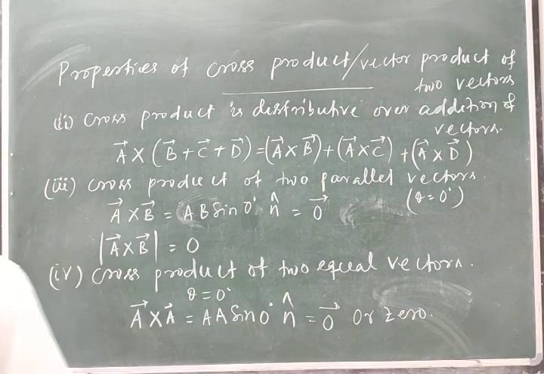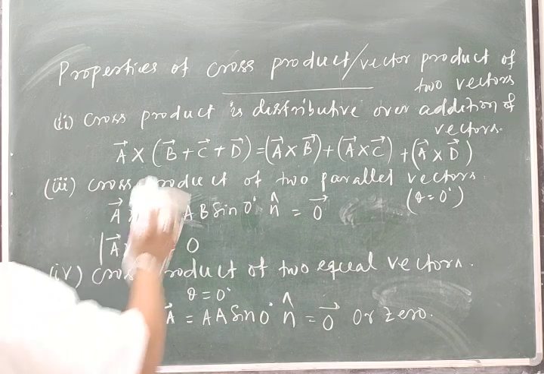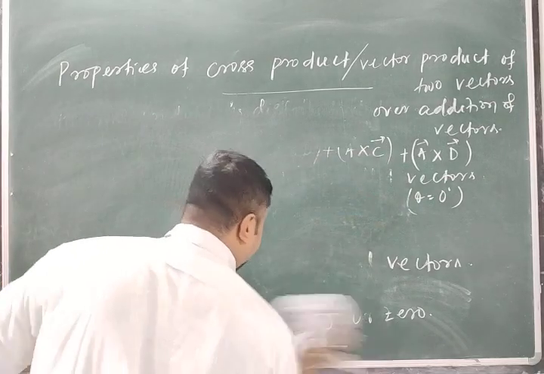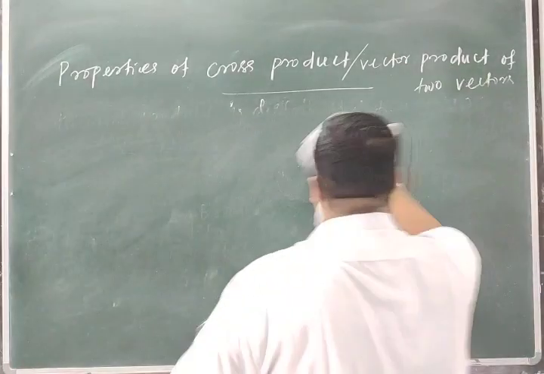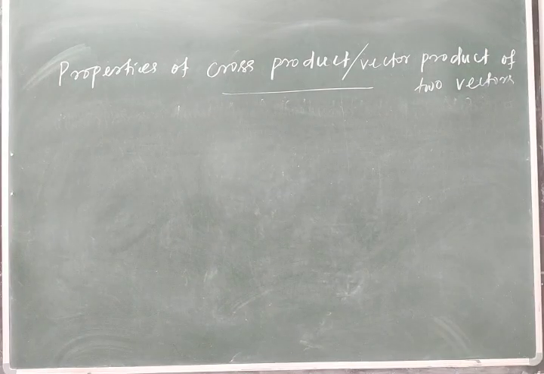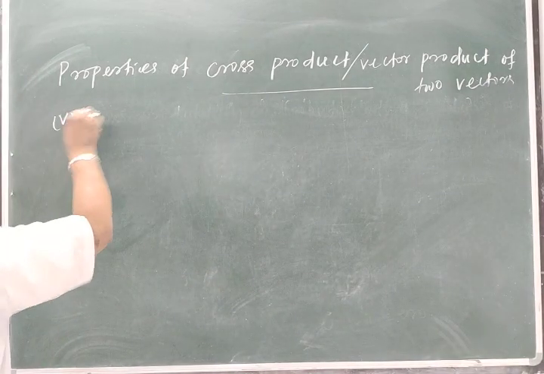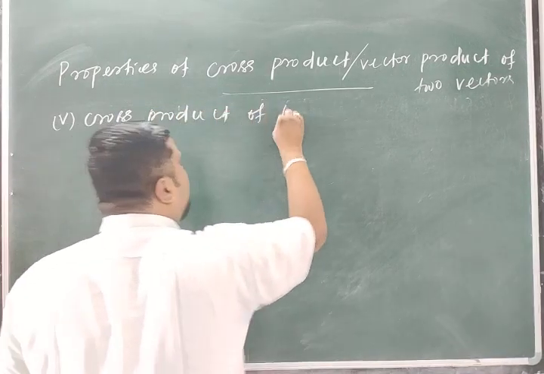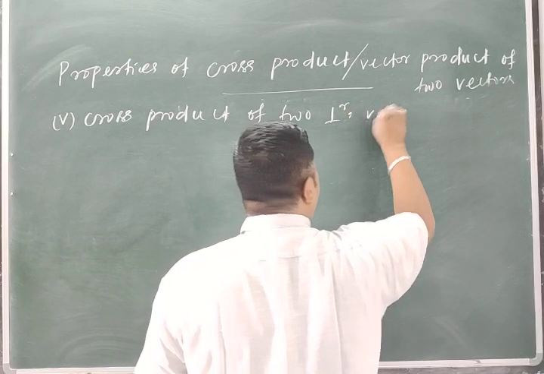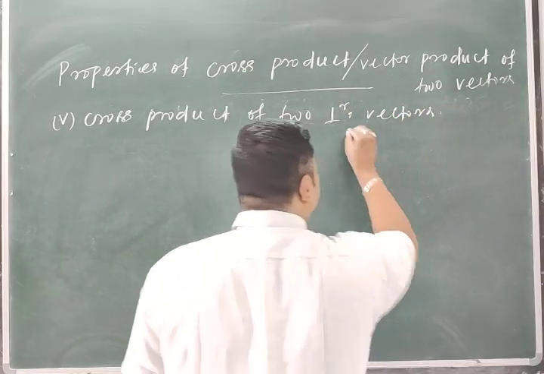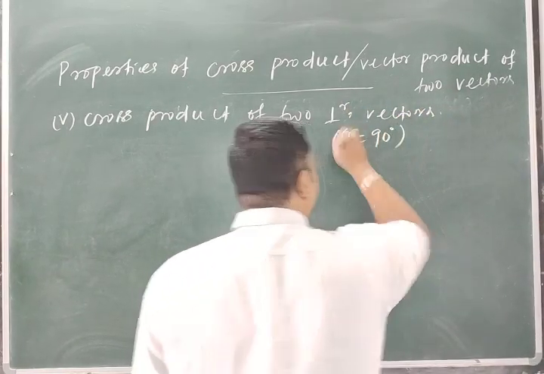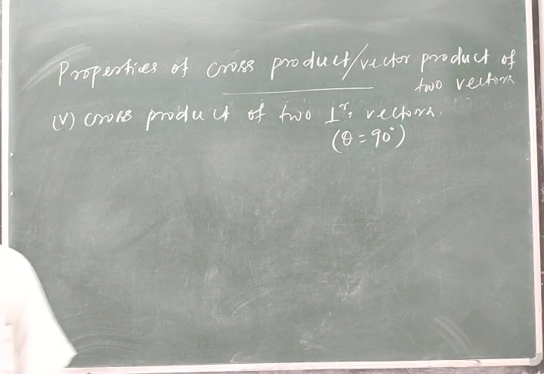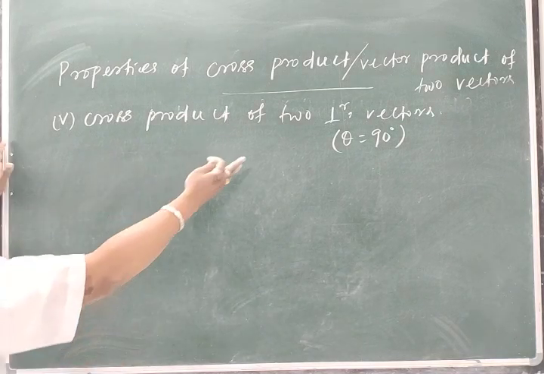Clear? Then we will go for the cross product of two perpendicular vectors, the fifth one. Perpendicular vectors means theta is equal to 90, the angle between them is 90. Here we will find what the cross product is.